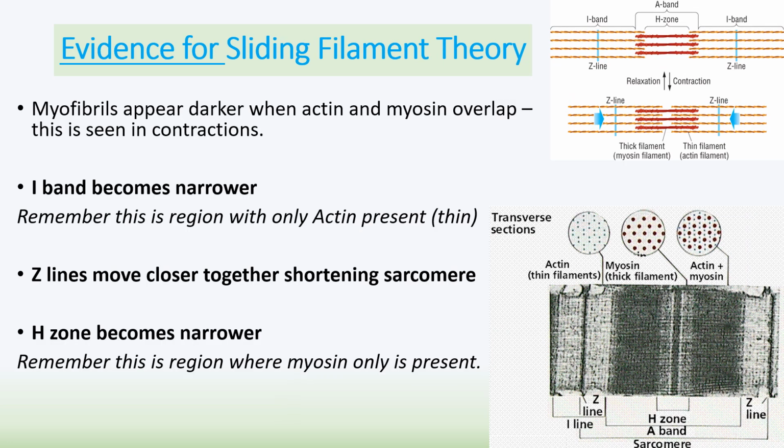We look at how this actually works. The evidence for this is that the myofibrils appear darker when they overlap, and we can see this in contractions. As I just said a moment ago, the I band, which is the region between the two Z lines, becomes narrower, okay, because there is more overlapping between the two. The Z lines move closer together, shorten the sarcomere, and the H zone, where it's just in the middle, the thick filament, the myosin, also gets thinner as a result. So we can see this under a microscope during contractions of the muscle fibers.